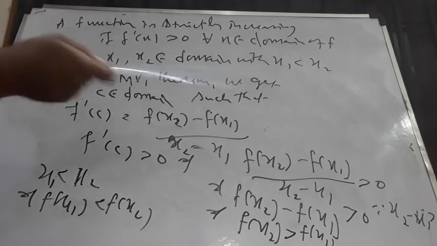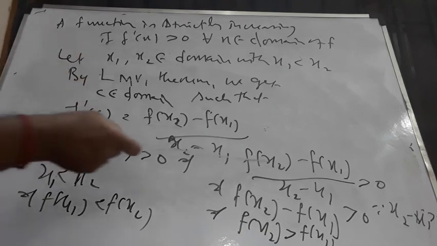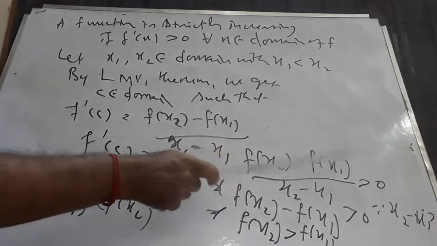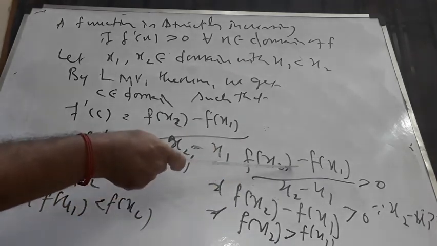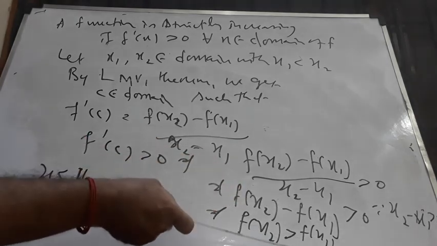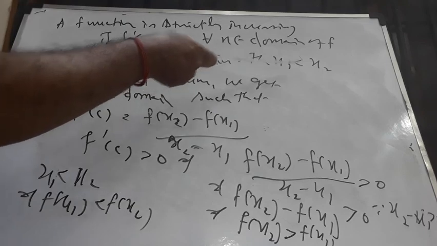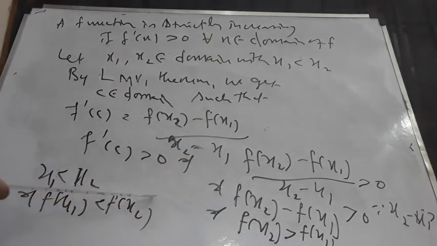Similarly, if it is less than 0, this quantity is less than 0. I am not going to redo it again. When the denominator is positive, the fraction will become negative only when the numerator is negative. Therefore, the numerator becomes negative. Therefore, I will get f of x2 less than f of x1. Therefore, I end up with x2 greater than x1 but f of x2 less than f of x1, which gives you a decreasing function.